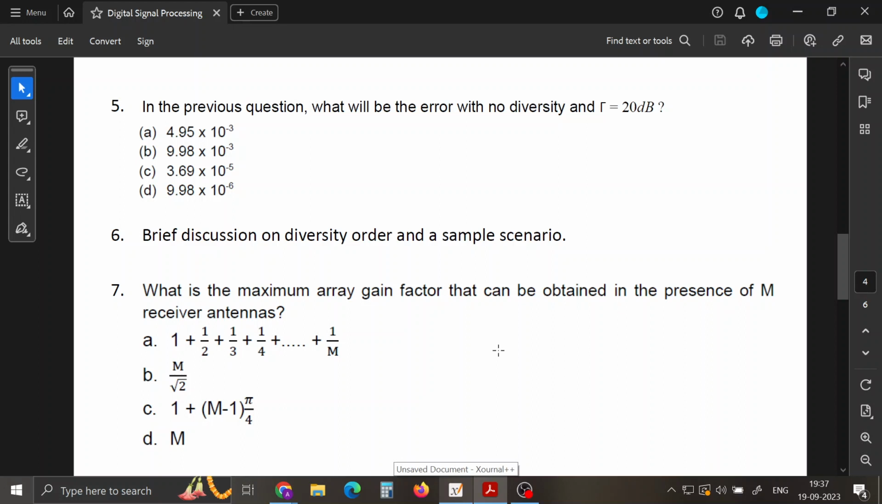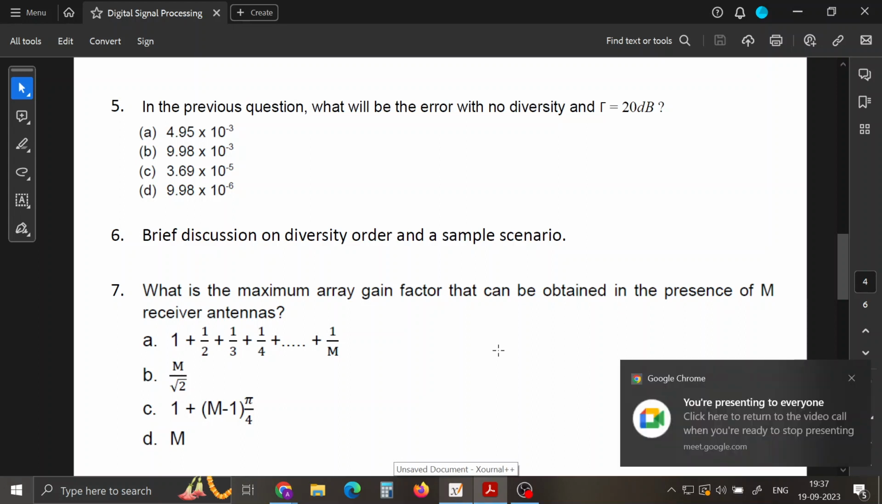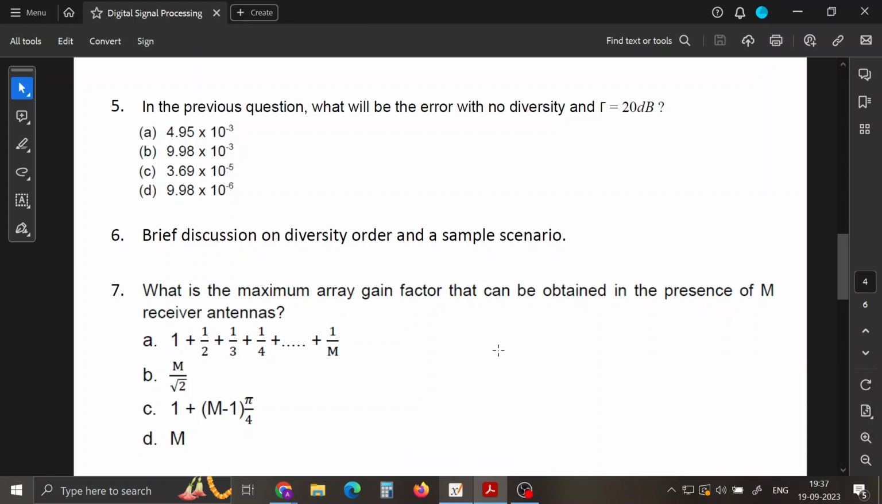Option A is 1 plus 1 by 2 plus 1 by 3 plus so on. It's a harmonic progression, right? Sum of harmonic series till m. And again, this is a familiar expression, right? This is the case that we get for what? Selection combining, right?